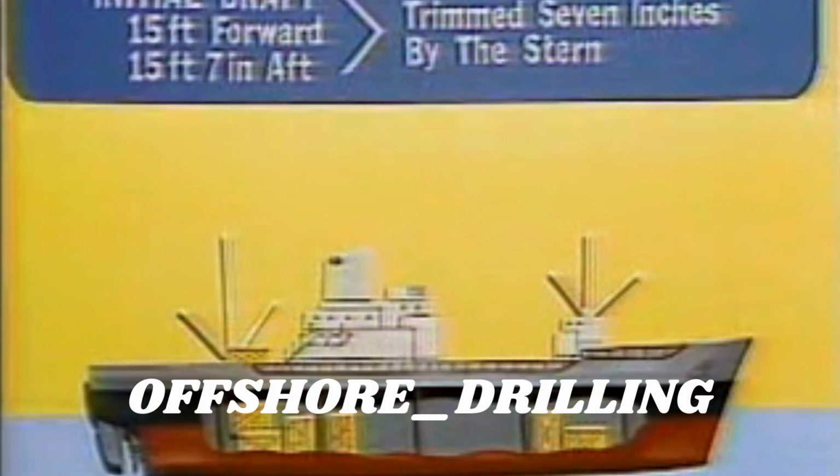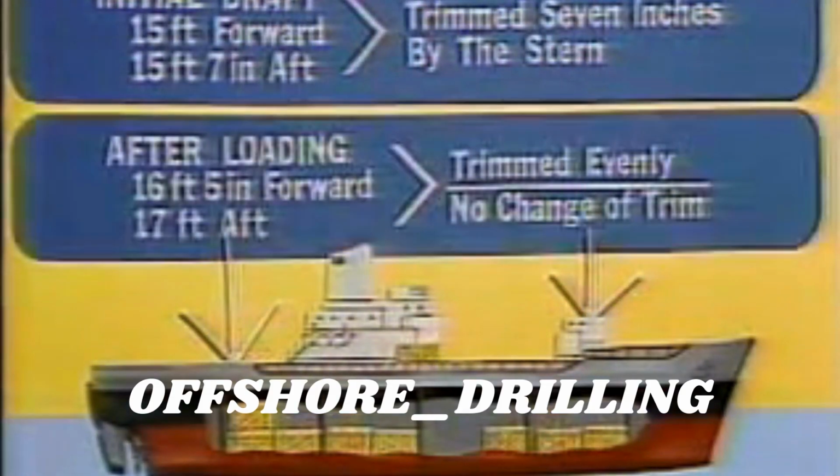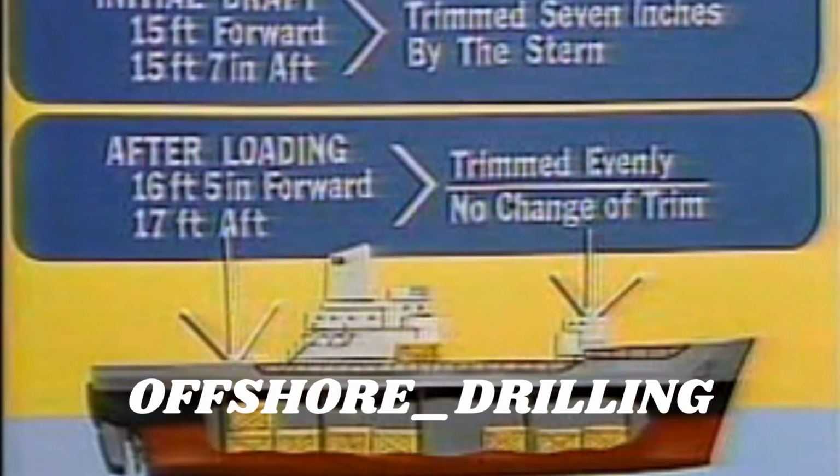In our last example, we have an initial draft of 15 feet forward and 15 feet 7 inches aft, giving us a trim of 7 inches by the stern. After loading, we read drafts of 16 feet 5 inches forward and 17 feet aft, a trim of 7 inches by the stern. The ship is trimmed evenly during loading, resulting in no change in trim.